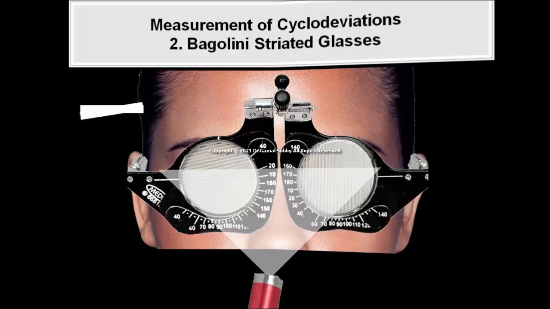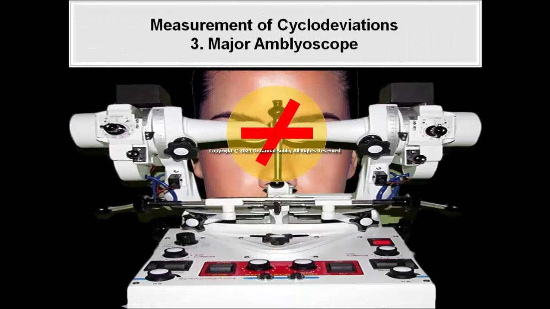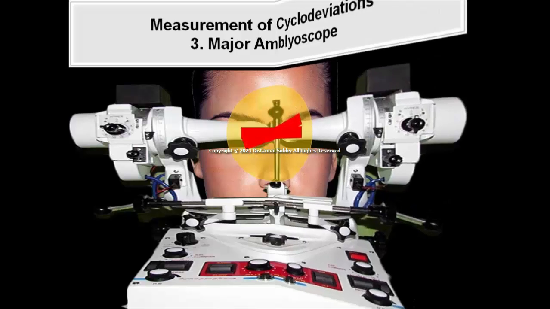fusion occurs. Major amblyoscope. To test for cyclotropia, the targets positioned in the arms of this instrument are rotated around an axis until there is no more movement of the eye that takes up fixation. The amount of cyclodeviation, expressed in degrees, can be read off the instrument.